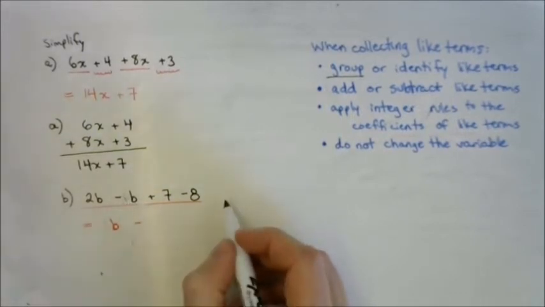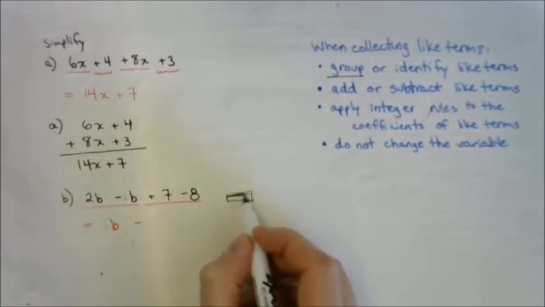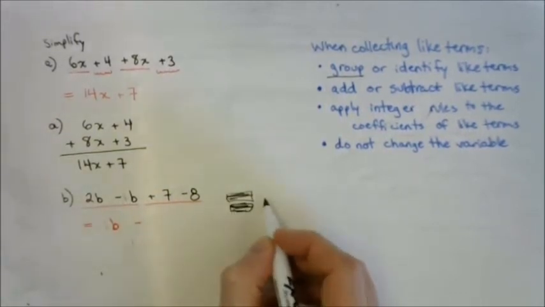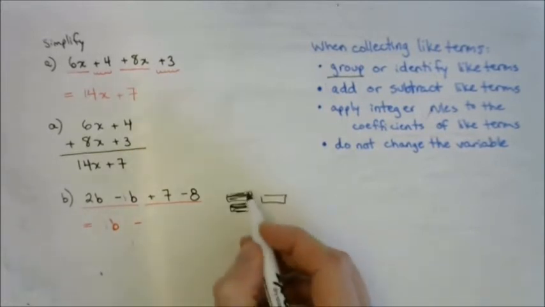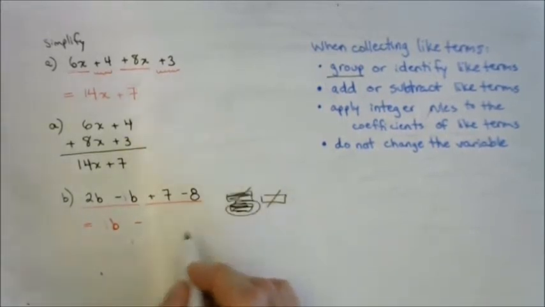Okay, if you want, we can draw it out. You'd have 2 positive b's. You'd have 1 negative b. What are you left with? Positive b. Okay? That's the other part.